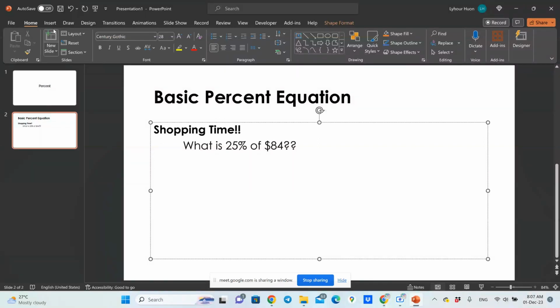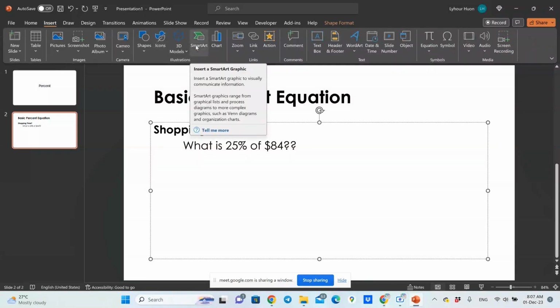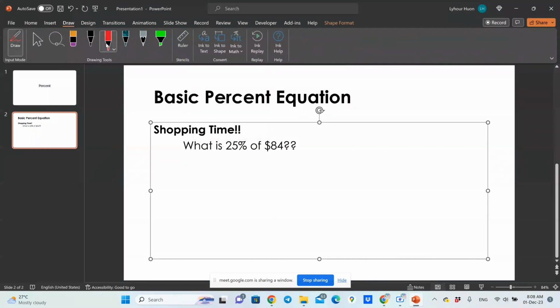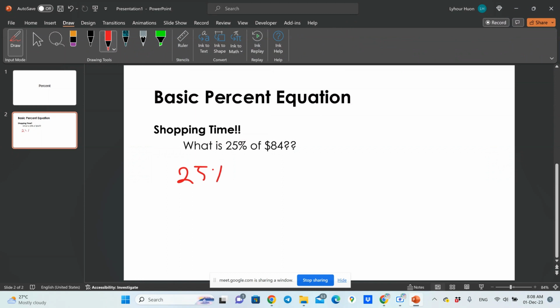Normally, when we think of that, let's make the number easier. What is 25% of $100? 25% of $100. It's 25 divided by 100? We can know that 25% of $100 is $25, right? If the jeans cost $100, then 25% of $100 is $25. But how do we figure that out?